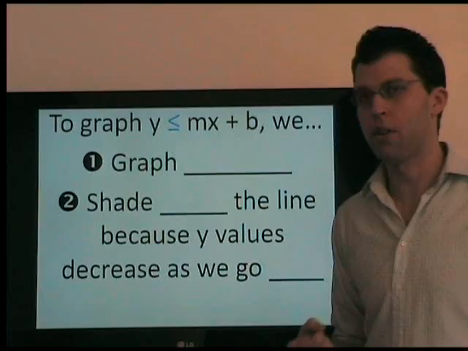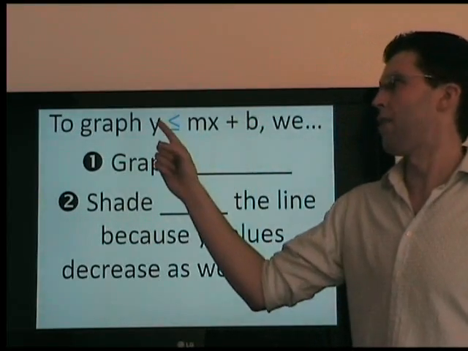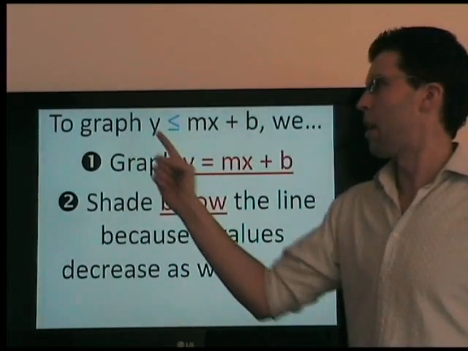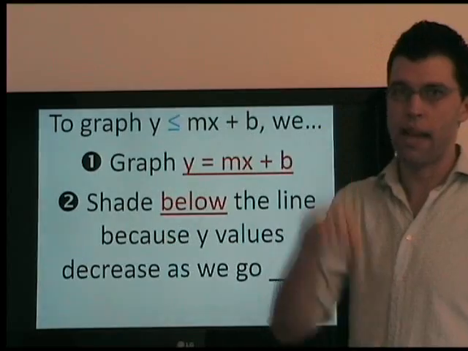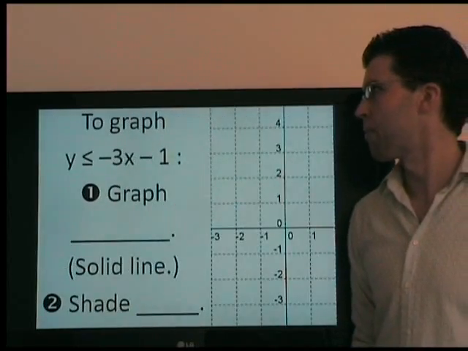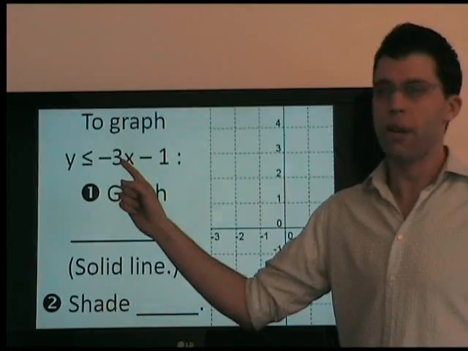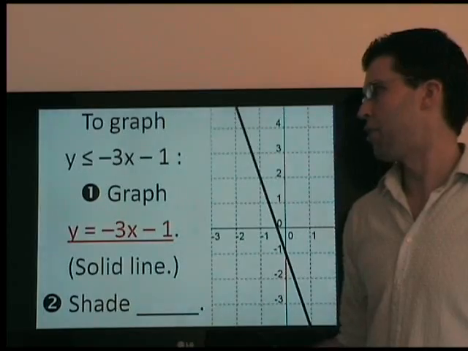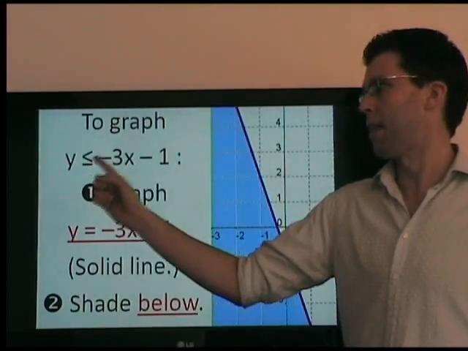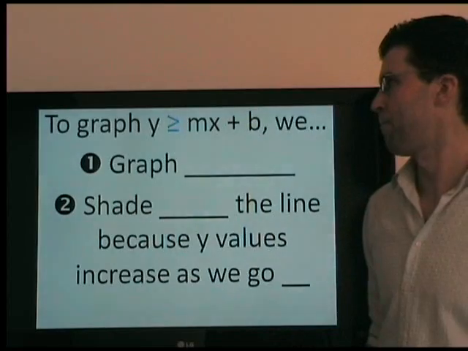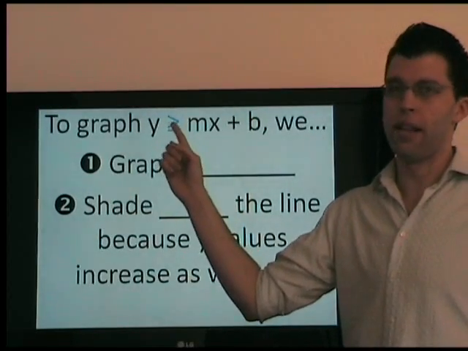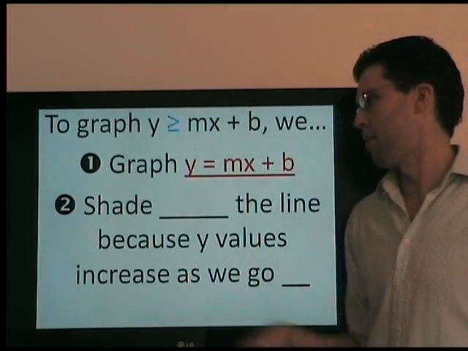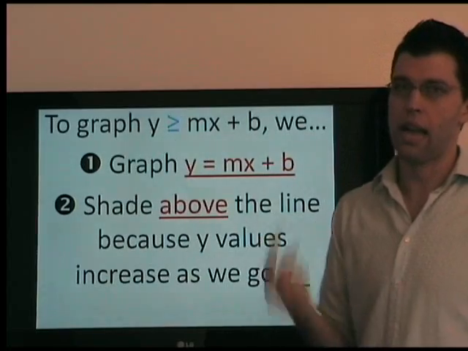So in general then, to graph an inequality in this form, we graph the equation first, y equals this expression. In this case, we shade below, because y values become less as we go down. For example, to graph this inequality, we graph the equation first, y equals negative 3x minus 1. Then we shade below, because y values become less as we go down. For this symbol, greater than or equal to, again, we start with the equation, we draw that line, then we shade above, because y values become greater as we go up.